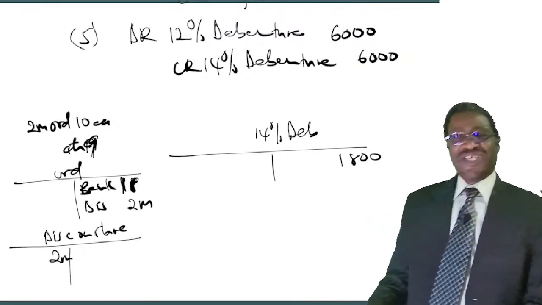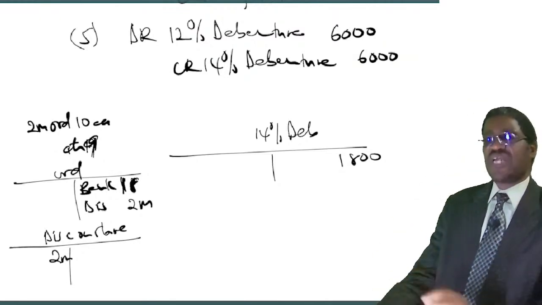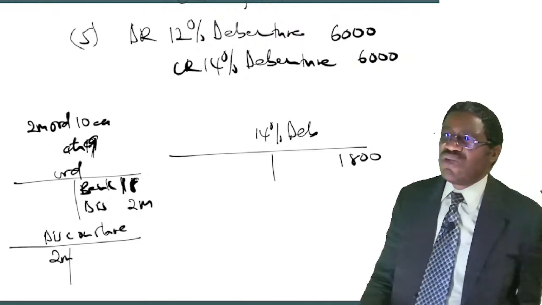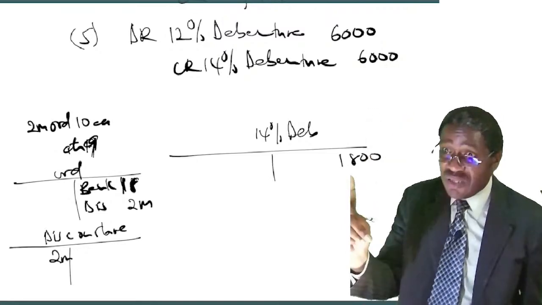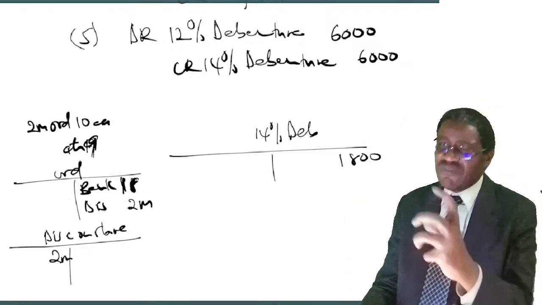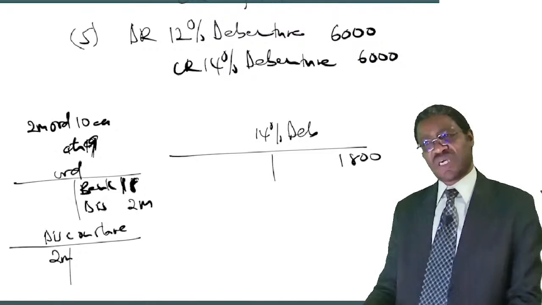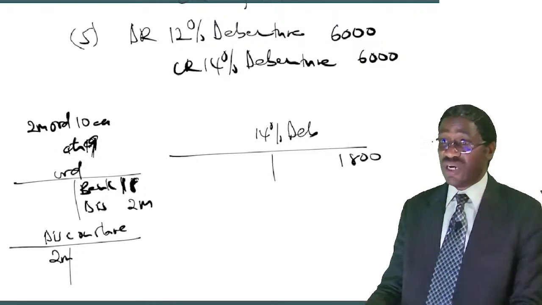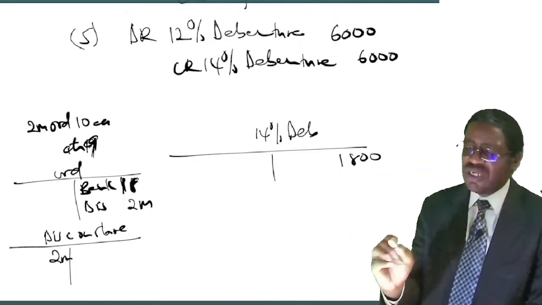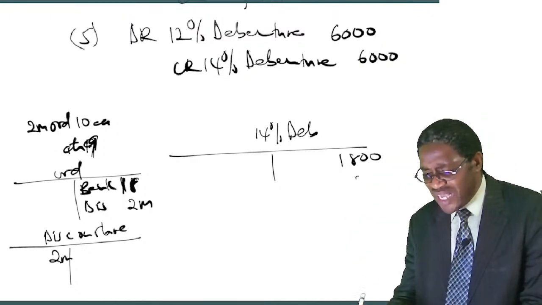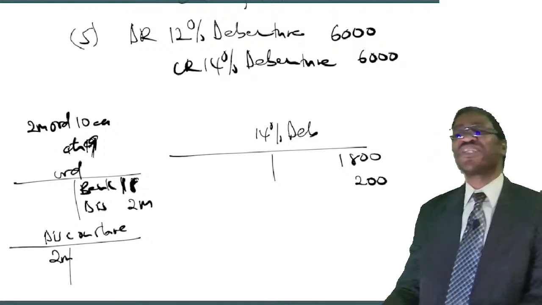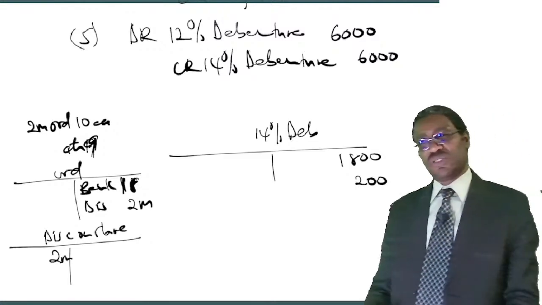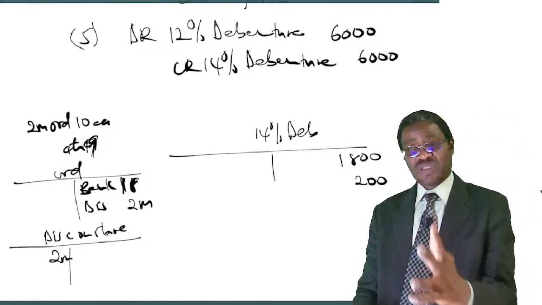Now, here is debentures. We issued debentures worth 2 million, and we issued them at 90 bob, which is a discount of how much? Total discount is 200,000. So we are now saying you must credit the debenture again by another 200,000, which is the discount.